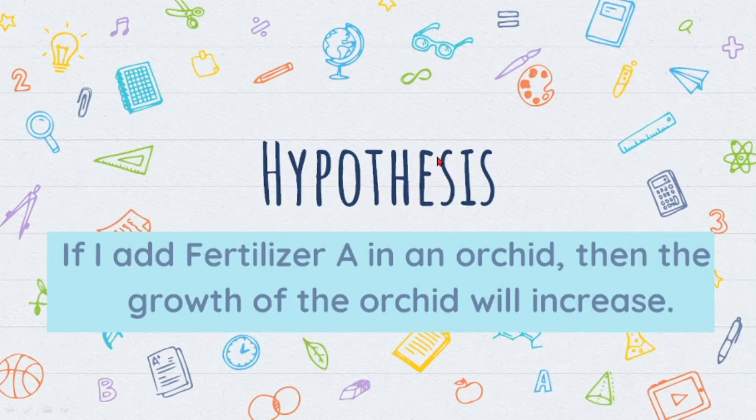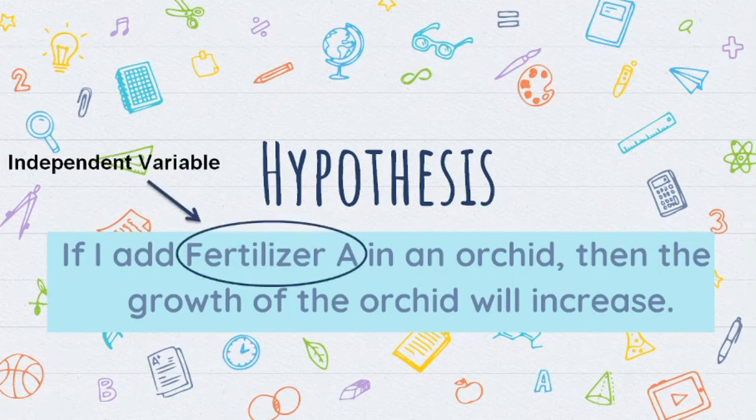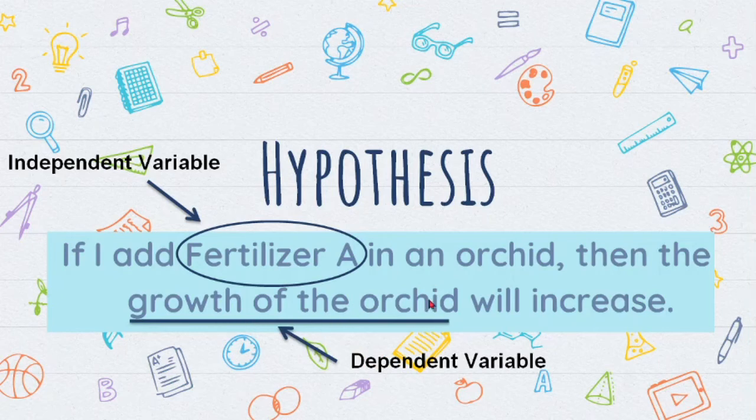Now, let us see the connection of experimental variables in our hypothesis. As you can see, in our hypothesis, we can observe the independent variable, which is fertilizer A. And what are we going to observe if we add fertilizer A to an orchid? Obviously, our dependent variable is the growth of the plant, because the growth of the plant is the factor that we want to observe after applying the independent variable, in our case fertilizer A.